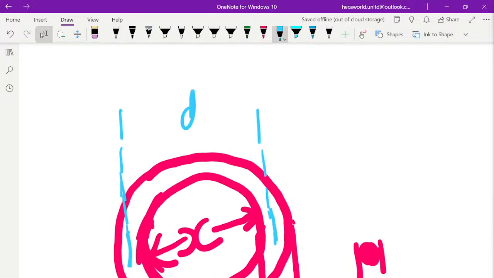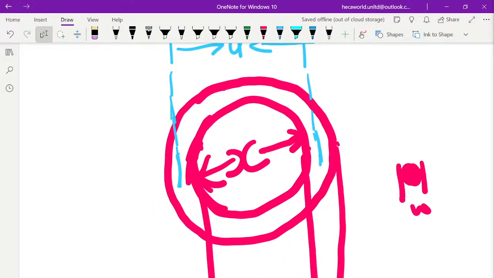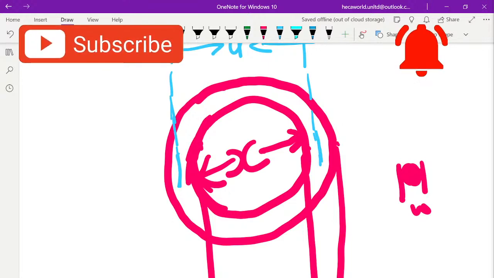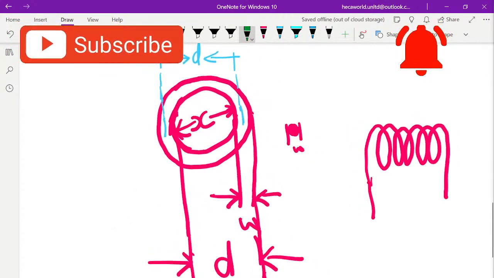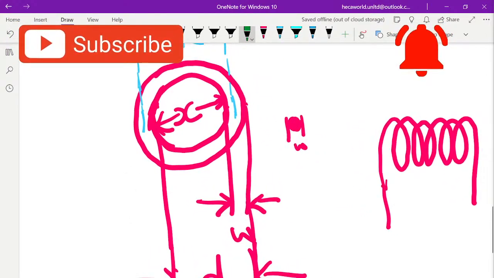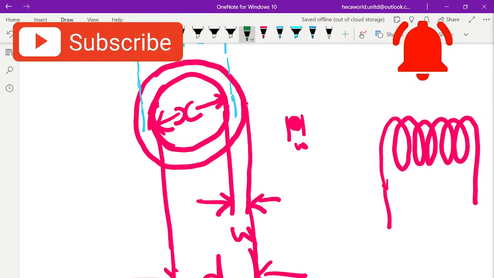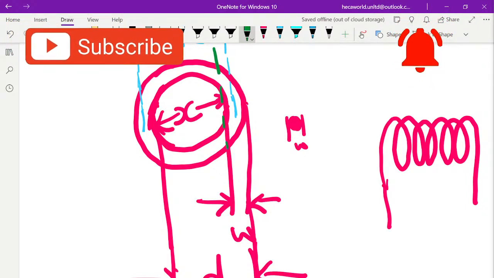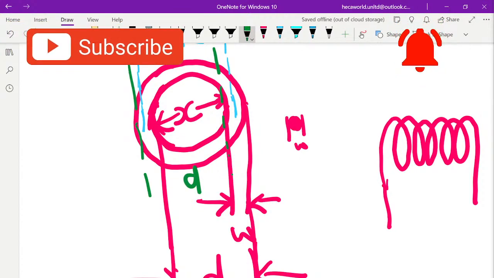And that will be my D. Right. Another way to take my D also is to look at it from, let's take a different color this time. We can take the D as from here, from this point to that point. That's also another way of finding our D.